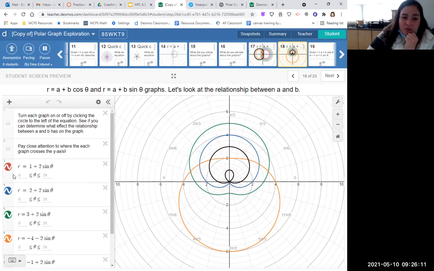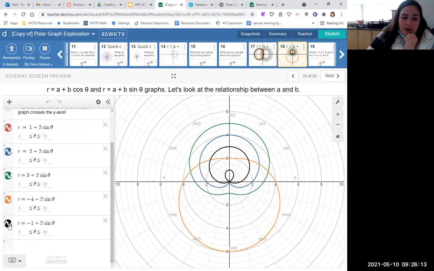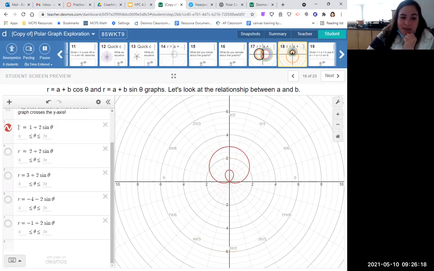What's the relationship between A and B? So you can click on and off the graphs. Notice what happens when A is less than B. Notice what happens when A is the same as B. Notice what happens when A is more than B. What do you think is going on?